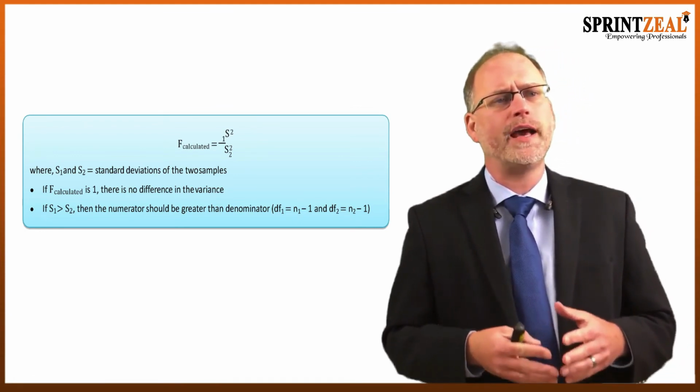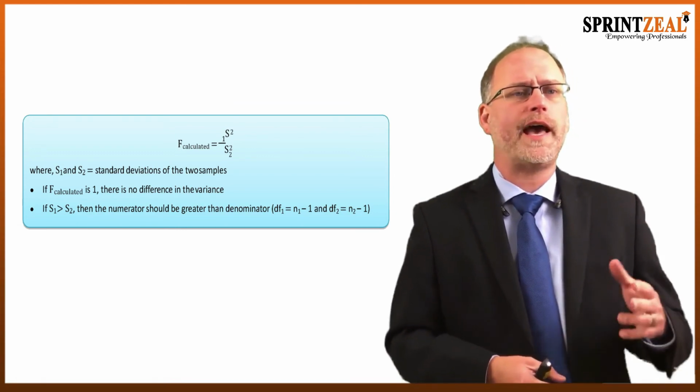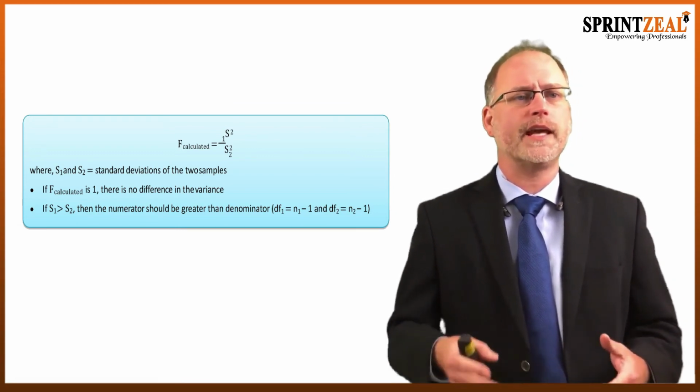If S1 is greater than S2, then the numerator should be greater than the denominator. So refer to an F table to find out a critical F distribution that's alpha and degrees of freedom in the sample of the two different processes.